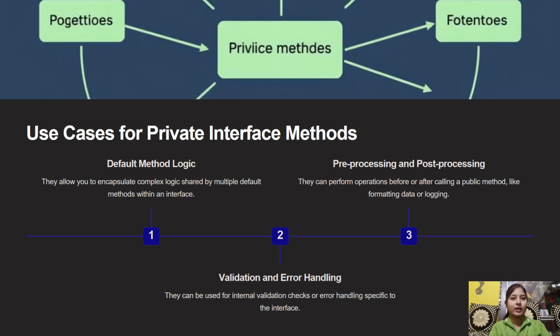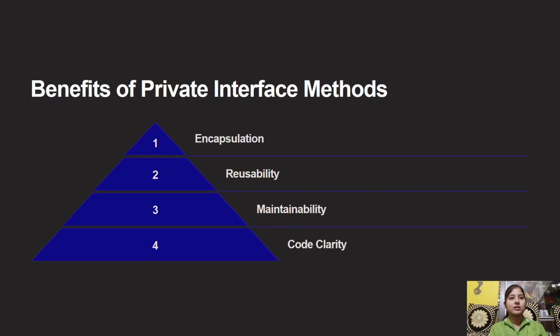Coming to the use cases for private interface methods, first one is default method logic. They allow you to encapsulate complex logic shared by multiple default methods within an interface. Next one is validation and error handling. They can be used for internal validation checks or error handling specific to the interface. Coming to pre-processing and post-processing, they can perform operations before or after calling a public method, like formatting data or logging.